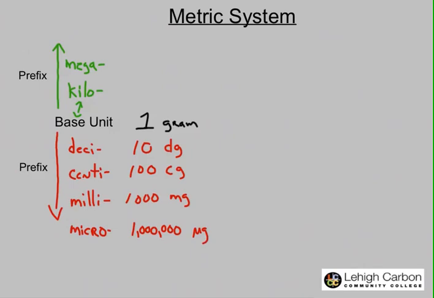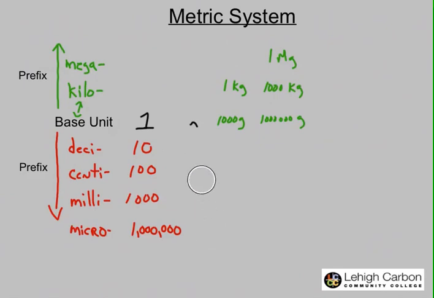Same thing with going higher. In 1 kilogram, there are 1,000 grams. And in 1 megagram, there are 1,000 kilograms and 1,000,000 grams.